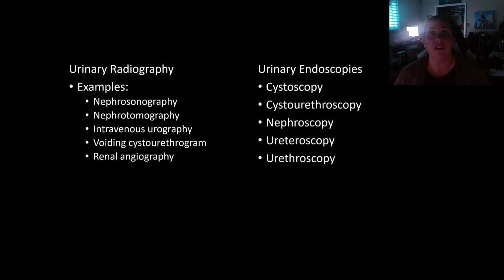And then we have the renal angiography. And this one is to actually look more at the blood vessels that are servicing the kidney.